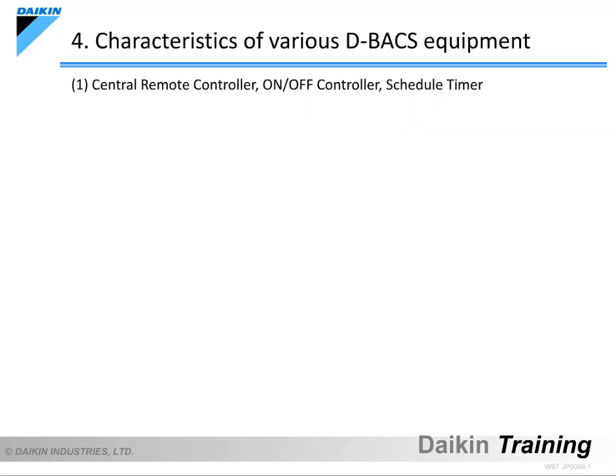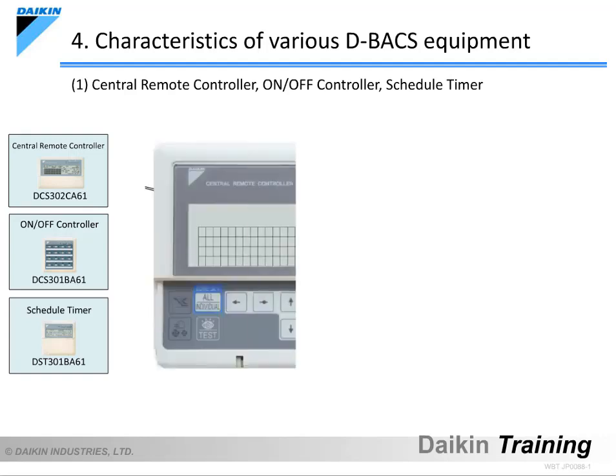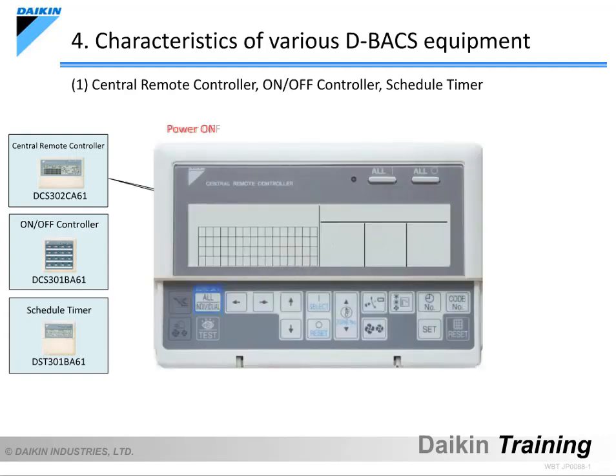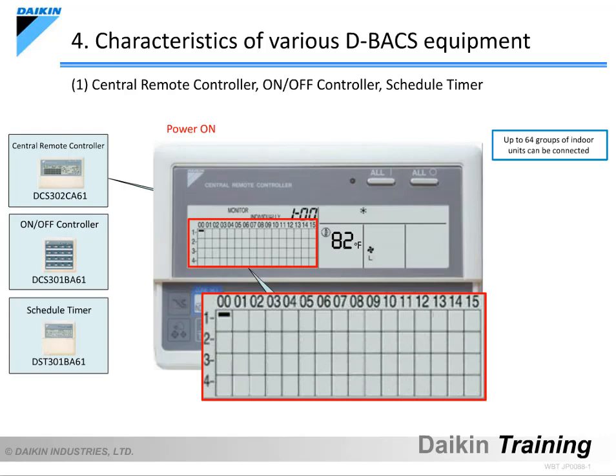Now, let's look at the characteristics of each piece of D-BACS equipment. First, we will learn about the central remote controller, on-off controller, and schedule timer. This is the central remote controller, and it looks like this after the power is turned on. Up to 64 groups of indoor units can be connected to the central remote controller. The 64 groups are displayed like this, with one grid representing one group.